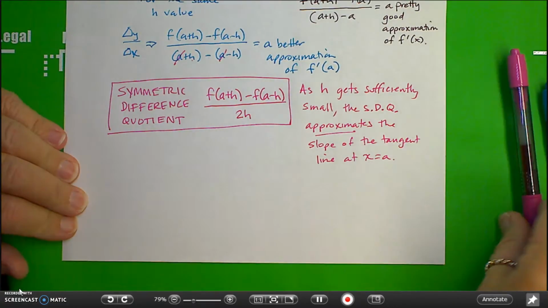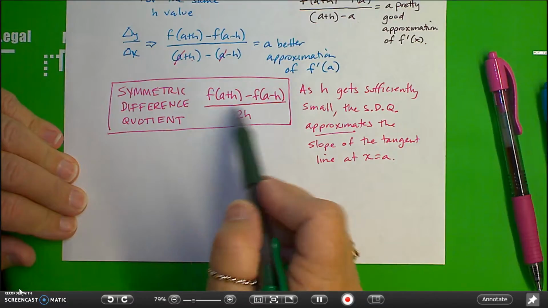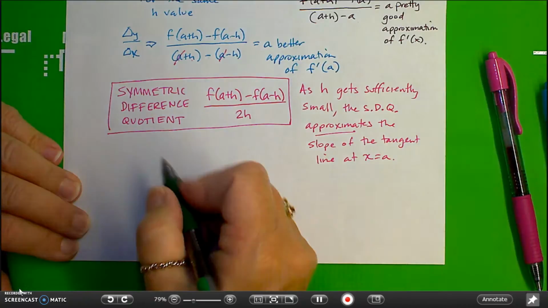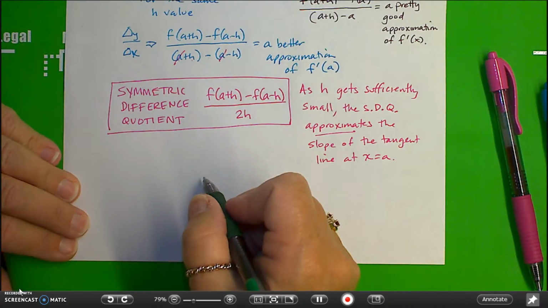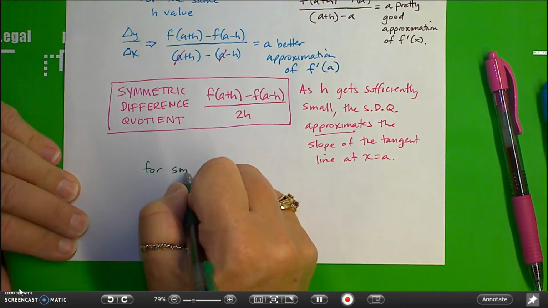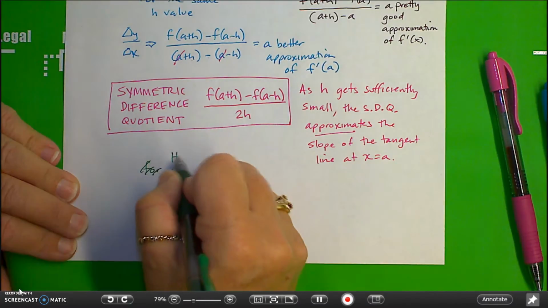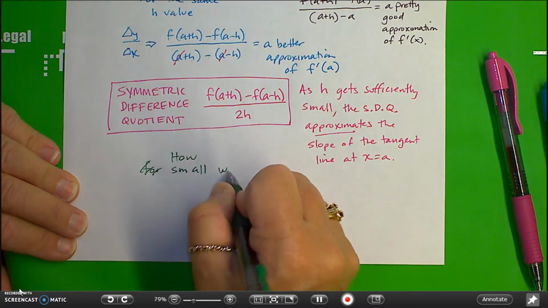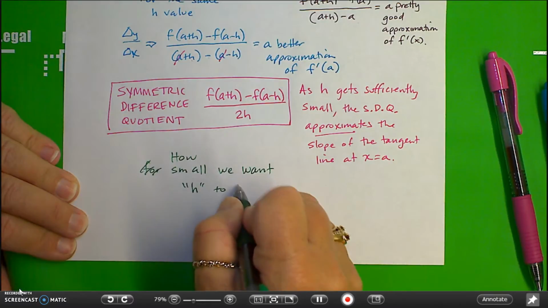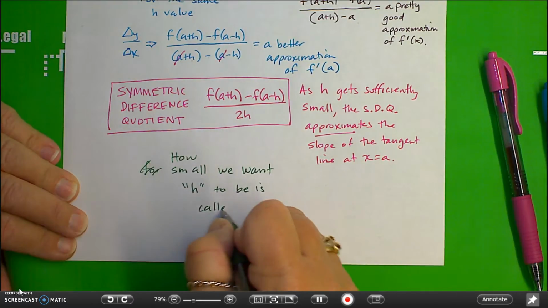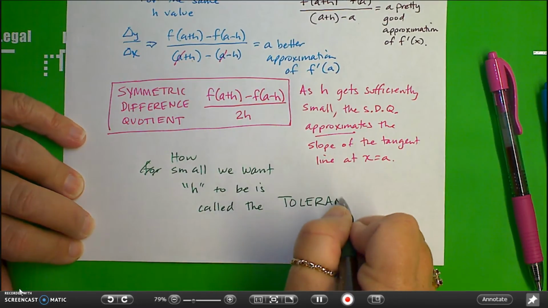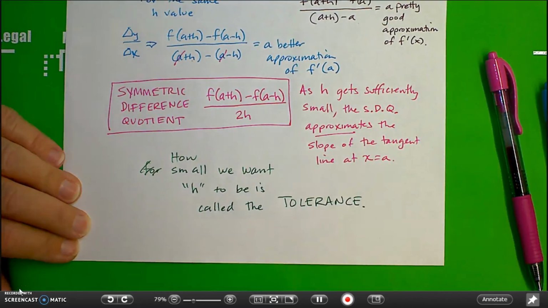Okay, so if we talk about this value of h, how small does it need to get? Well, that would be called the tolerance, and we can mess around with that a little bit and see how small we want it to be. I'm going to write how small we want h to be is called the tolerance. And on the next page, we'll do some practice problems with that.